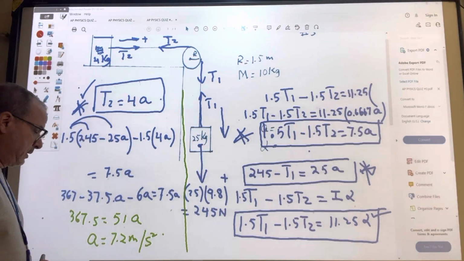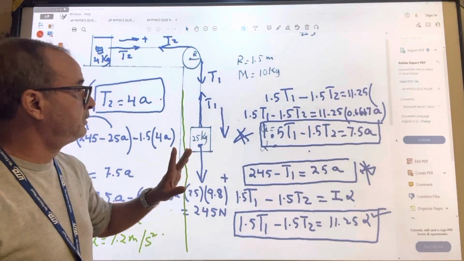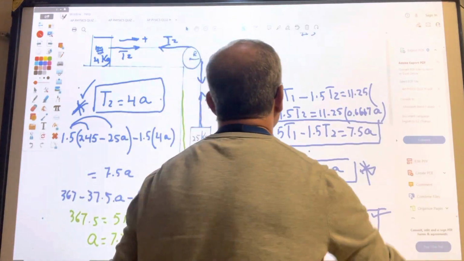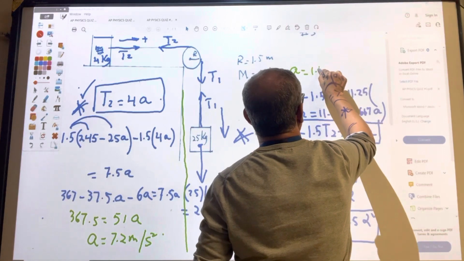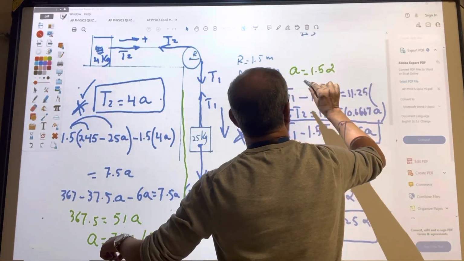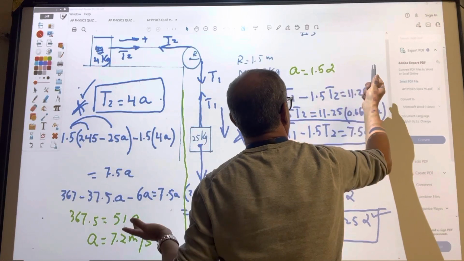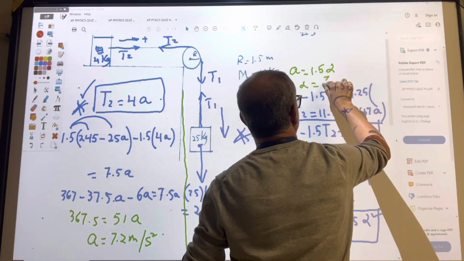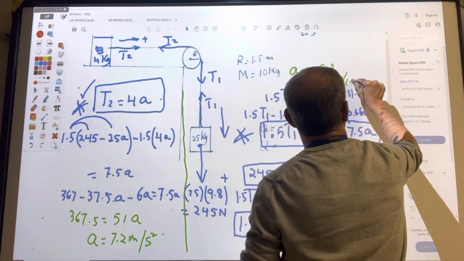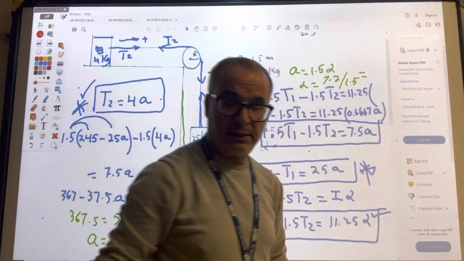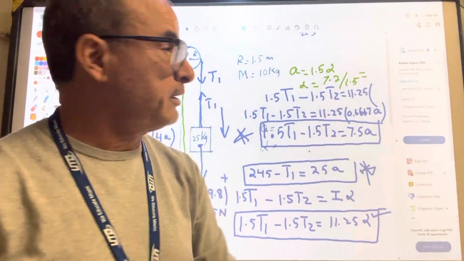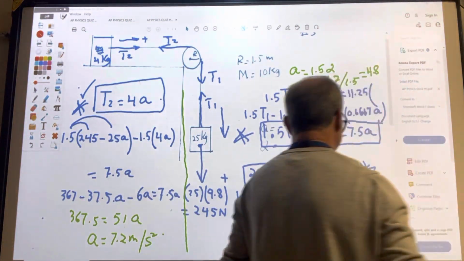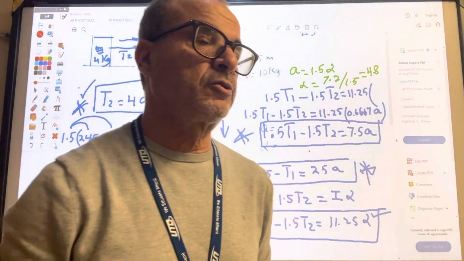All right, now we also need alpha. If we have A, we can get alpha, right? A is 1.5 alpha. So if I have A and I want alpha, I can divide by 1.5. So alpha is equal to A, which is 7.2, divided by 1.5. And that's going to give you 4.8 radians per second squared. So this is 4.8. That's it.